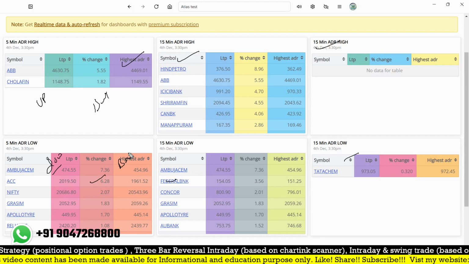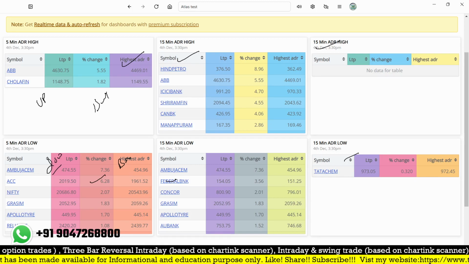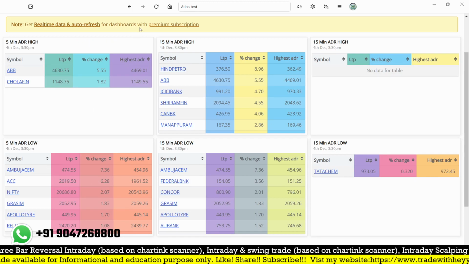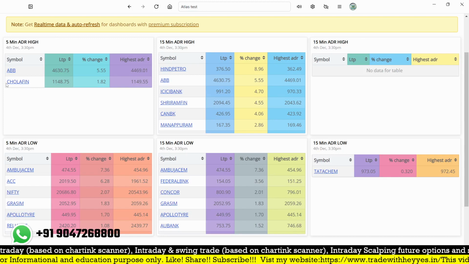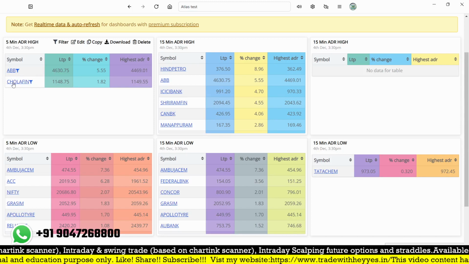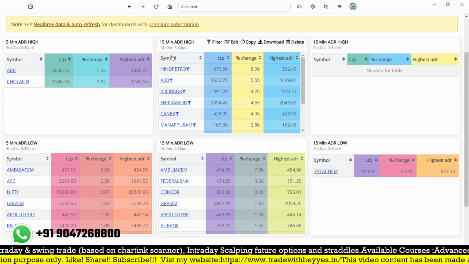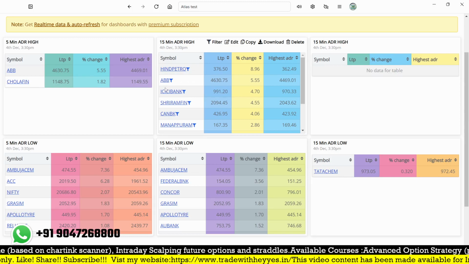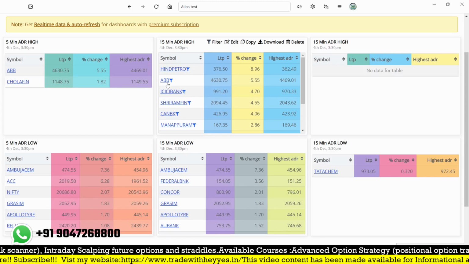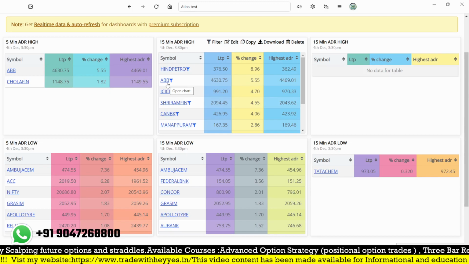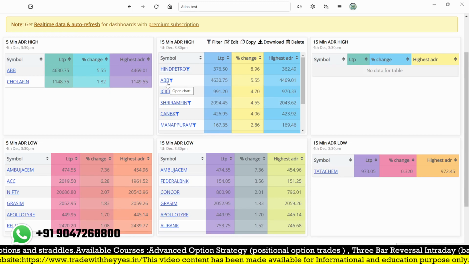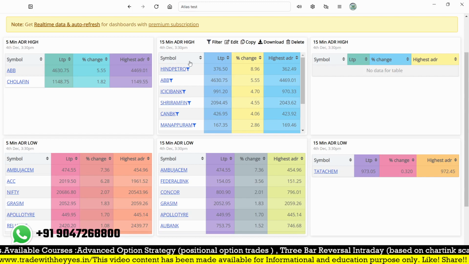Okay, so we need to find such a good opportunity. We try to focus on a bullish opportunity. At 9:19 and 9:20, we saw ABB and Chola Finance. In the 9:15 candle, Indo Petro, ABB, ICICI Bank, some of the stocks which are at the top. But if you are looking at this, one or two trades are good enough. Today I found Indo Petro.